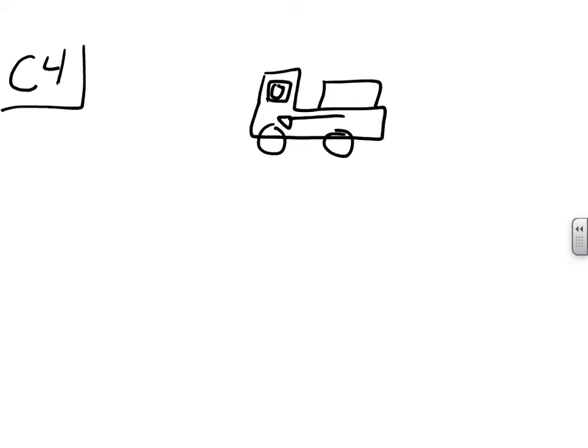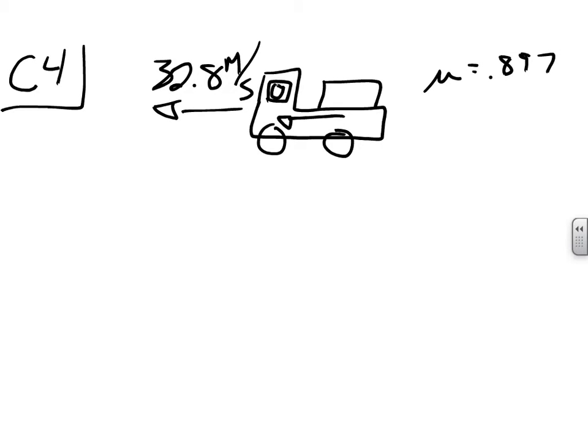In problem C4, we have a 25.3 kilogram crate falling off the back of AB's truck, traveling at 32.8 meters per second. So it's whipping this way at 32.8 meters per second. If the coefficient of friction between the crate and the ground is 0.897, so mu equals 0.897, how far along the ground will the crate slide?